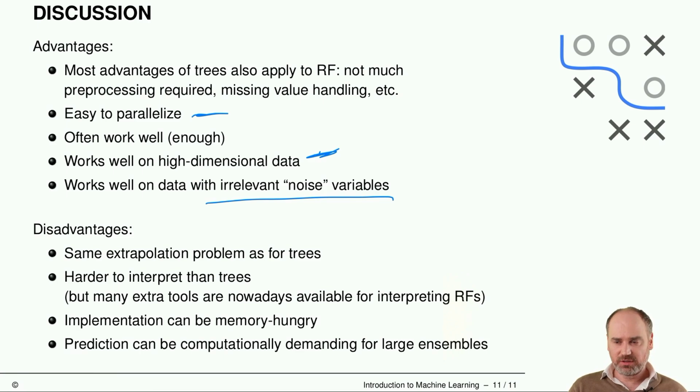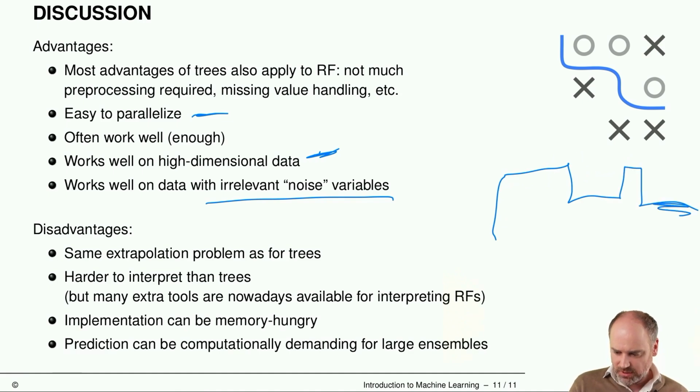They do have some disadvantages, though. They have the same extrapolation problem as trees. So trees, in regression, it might look like that. At some point we can't really extrapolate very nicely from this if our data ends here, right? So we just continue this flat prediction behavior.